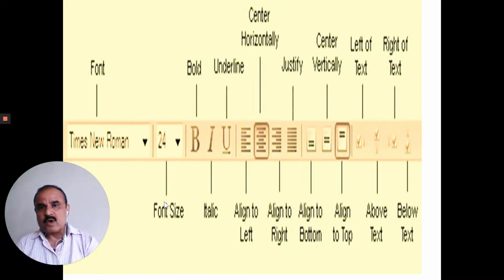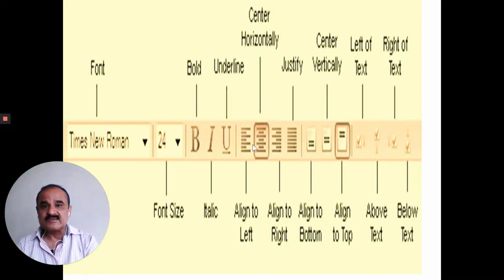The third one is bold. It makes our font bold. The next one is italic. It makes our font italic. The next one is underline. The text written is underlined. The fifth one is left align. Text will start from the left corner. Now, Times New Roman is placed at the left corner. So, left alignment always starts from the left side.